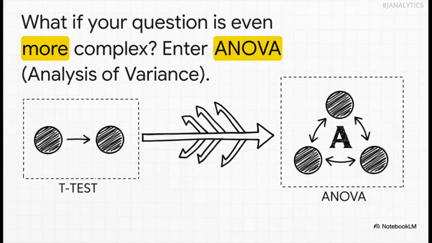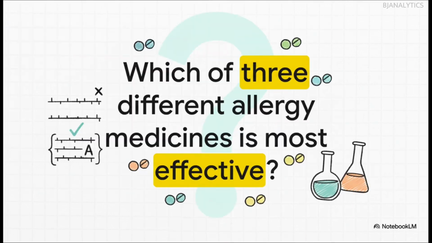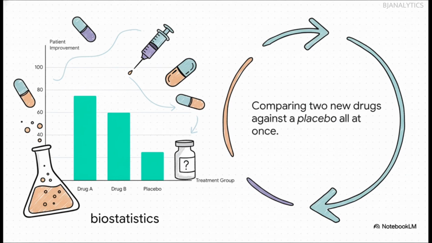So z-tests and t-tests are great, but what if you have more than two groups? Meet ANOVA. Yeah, you can't just run a bunch of t-tests. For comparing 3 or more groups, you need ANOVA. So let's say you're testing 2 new drugs against a placebo. ANOVA is the perfect tool for this.